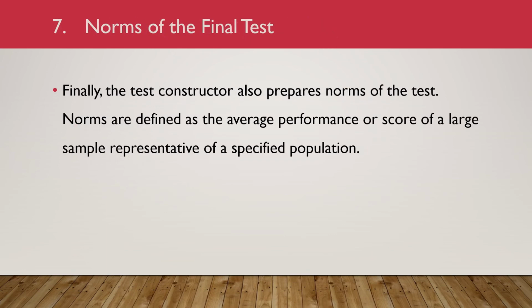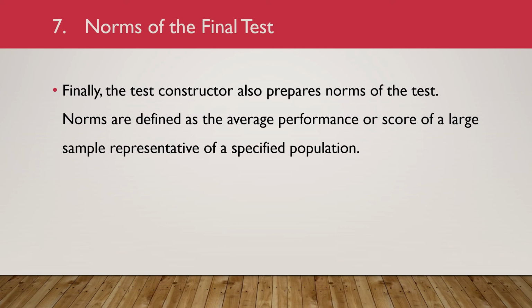And the next step is norms of the final test, after establishing the reliability and validity. Now we have to develop the norms. The test constructor also prepares the norms for the test. Obviously you have to prepare the norms, because norms are defined as the average performance or score of a large sample representative of a specific population. So we have to select the representative sample and develop the norms.